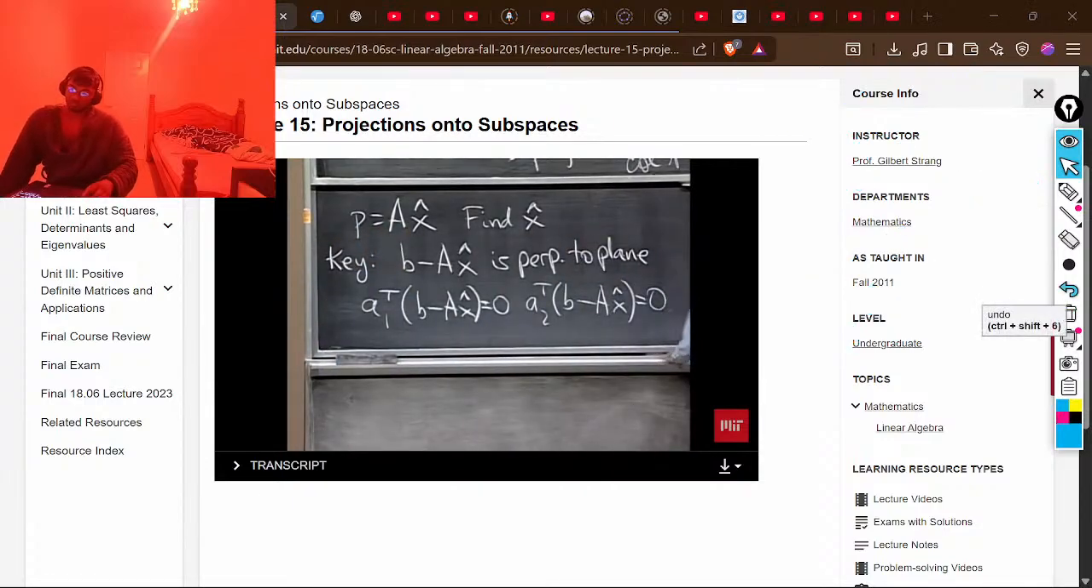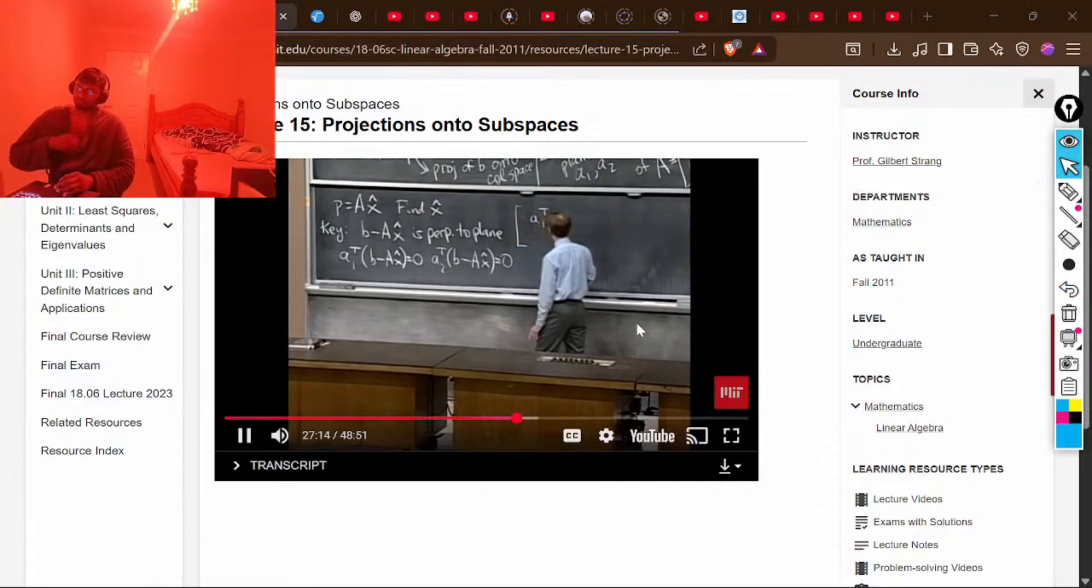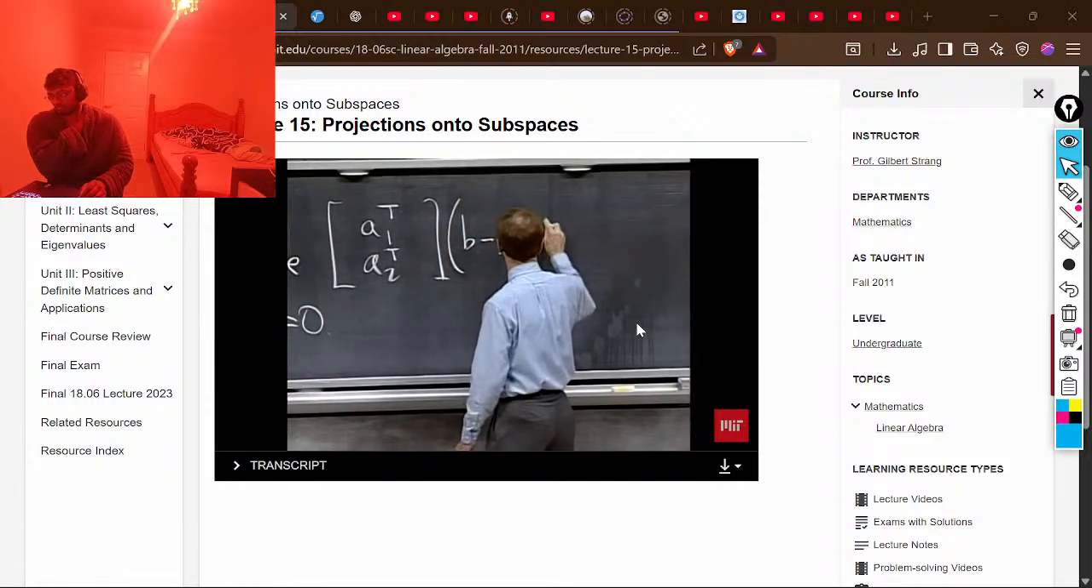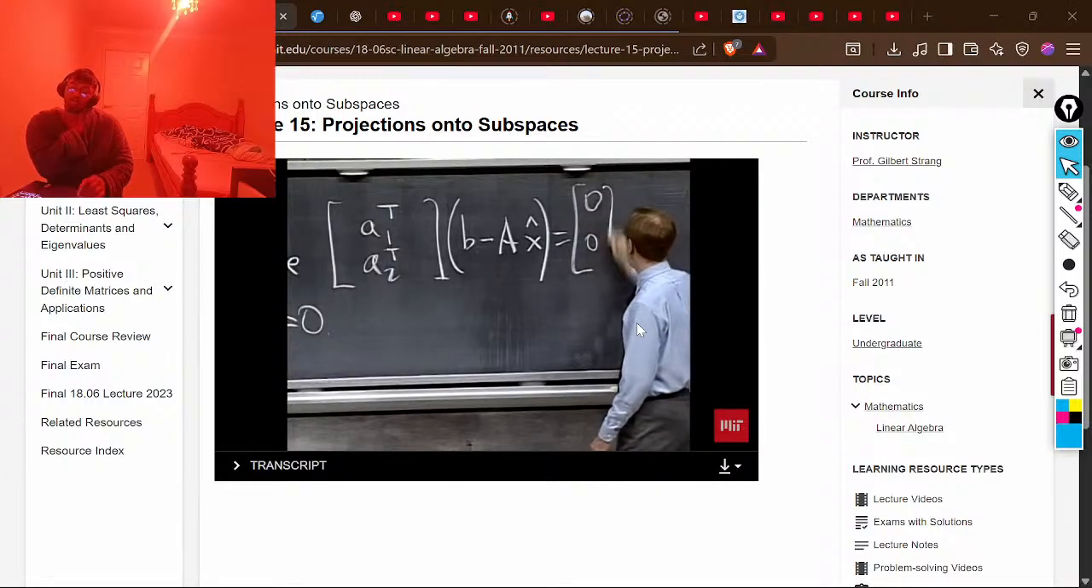Look at the matrix transpose. Put A1 transpose as its first row, A2 transpose as its second row. That multiplies this B minus AX and gives me the 0. Oh, okay, I couldn't even do that. Okay.